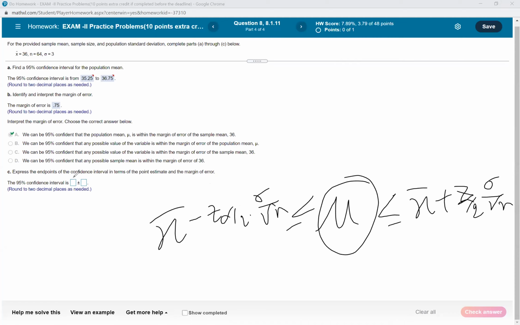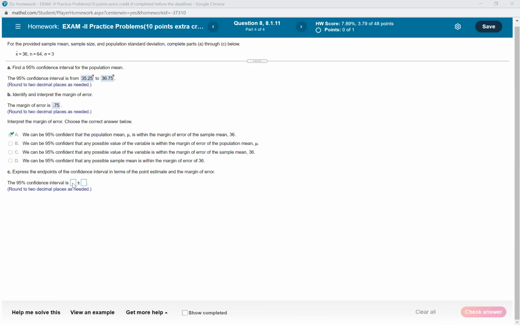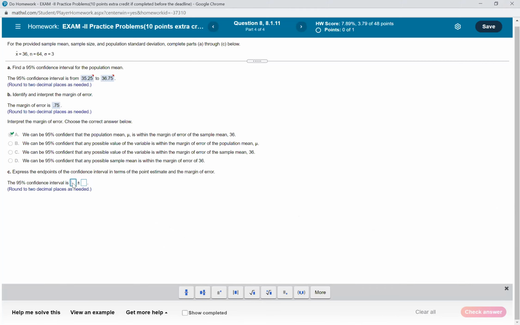Okay, so express the endpoints of the confidence interval in terms of the point estimate and the margin of error. So now you need to write the confidence interval in terms of point estimate and margin of error. The first number is the point estimate, which is the sample mean 36, and this number is the margin of error. So that means this is 0.75.